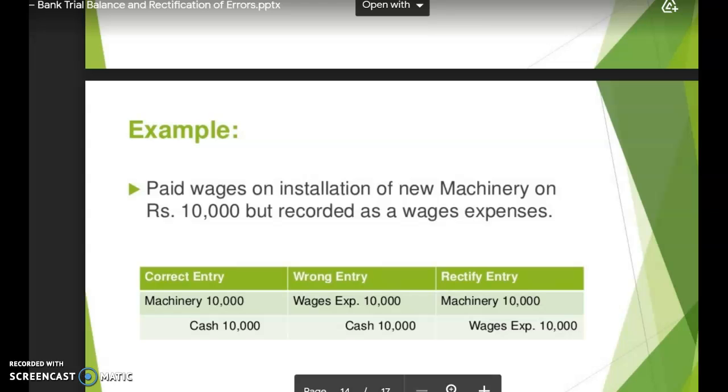How will we rectify this? We will debit what we actually have to. In the correct entry, we have to debit the machinery. We debit machinery in the rectify entry.